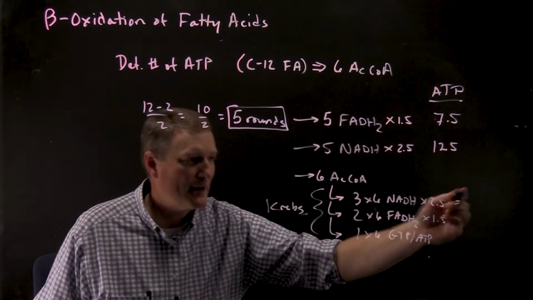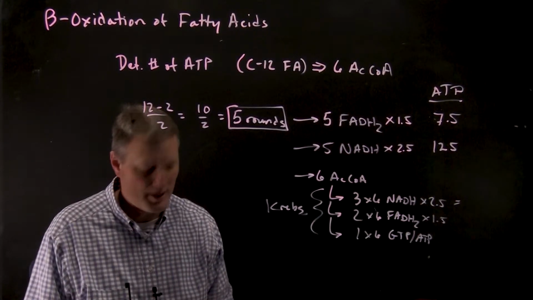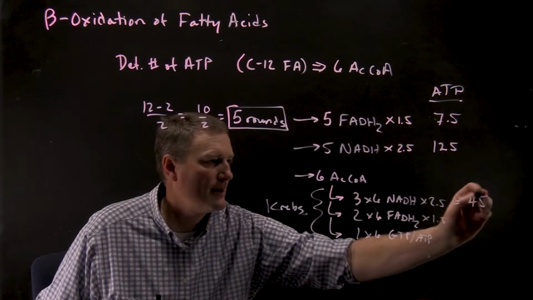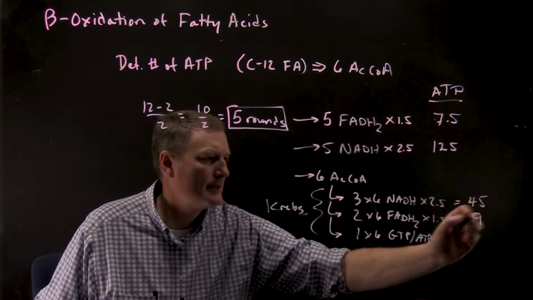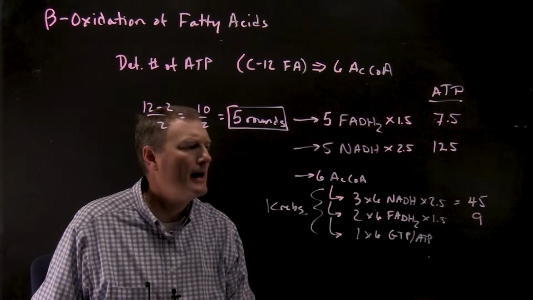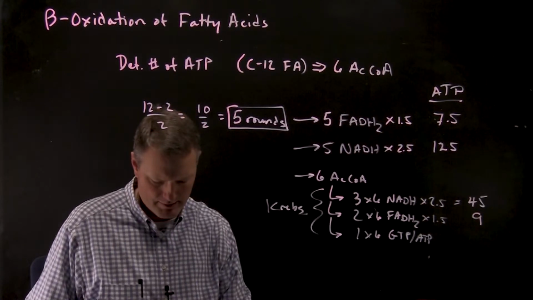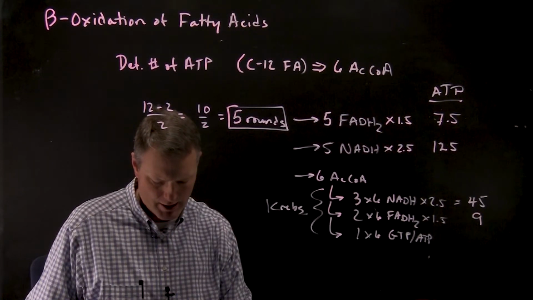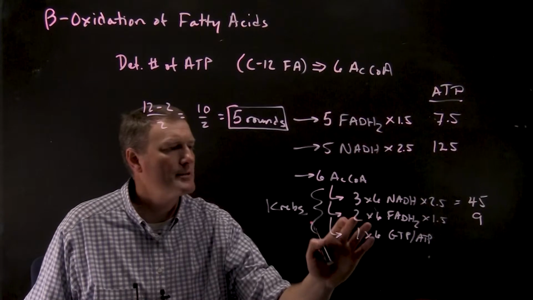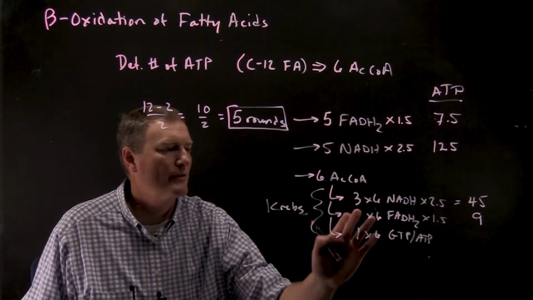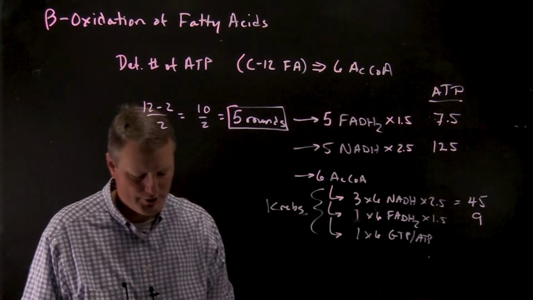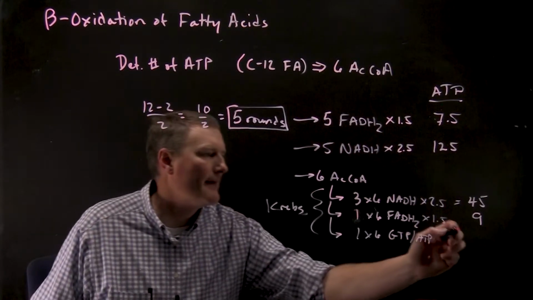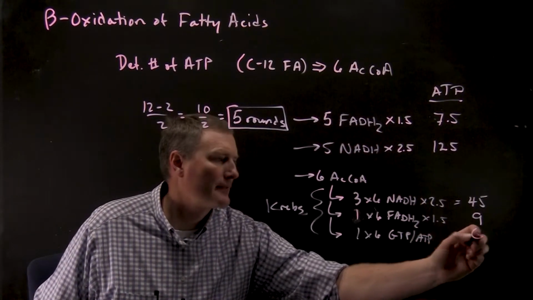So these now are going to give some additional ATP. This is where you really start to rack up a lot of ATP from this process. We get 45 here, 9 here. Let's see, is that right? 9, 10. Oh, you know what? I had a mistake here. This should only be 1. Each round of Krebs only gives 1 FADH2. I knew something was wrong. 9, and then this one would be 6.